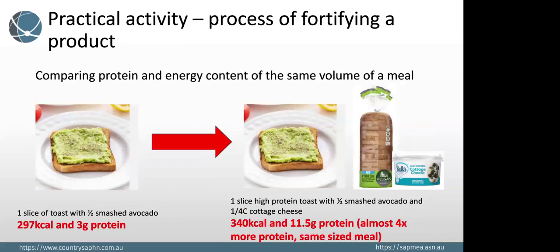If we focus on her lunch as the second thing we change, her 1 slice of toast with avocado gives you about 297 calories and 2 to 3 grams of protein. If we use a high protein bread, Helga's has one, and put some cottage cheese through the avocado, which you won't notice too much but is in there hidden, we go up to 340 calories and 11.5 grams of protein. So almost 4 times more protein in exactly the same sized meal with hardly any differences. They're the type of practical things we do, and we can make it work with lots of different clients with lots of different tastes.